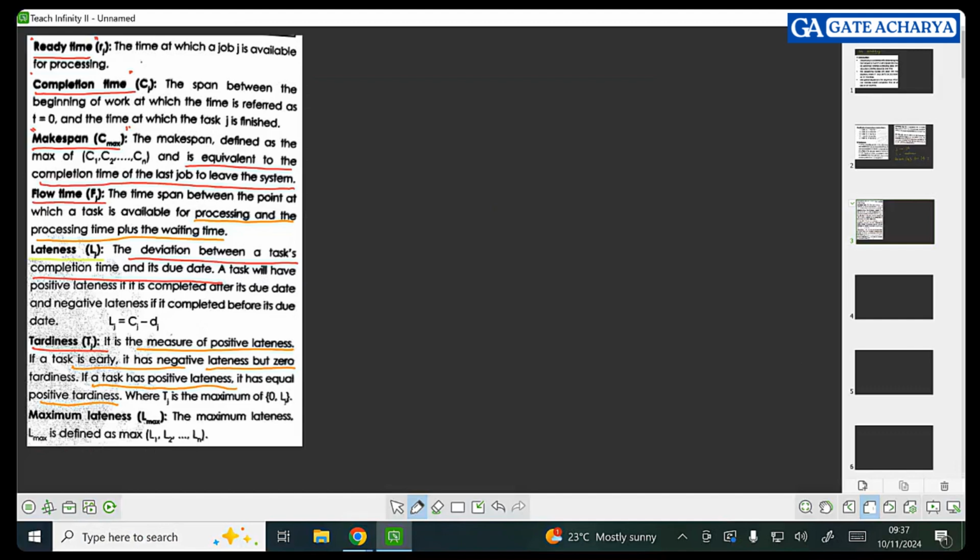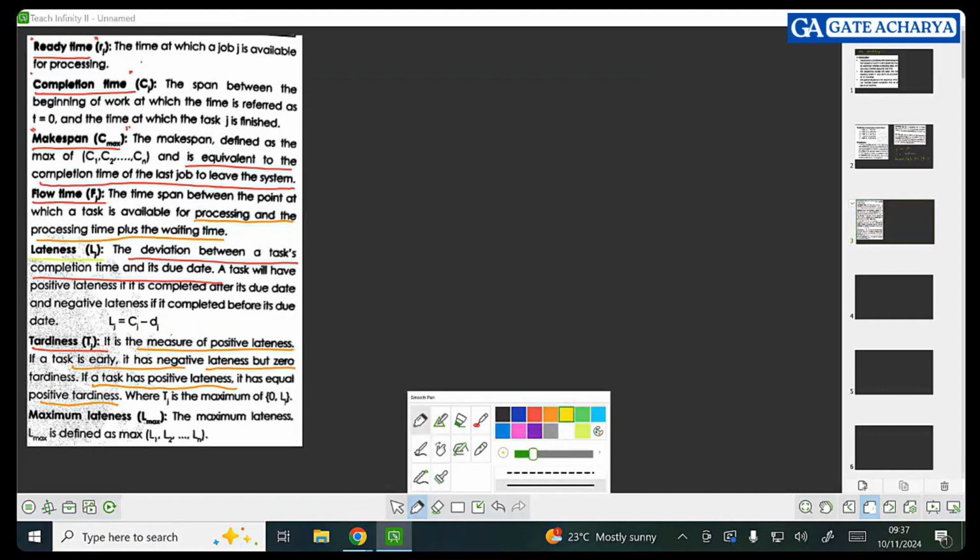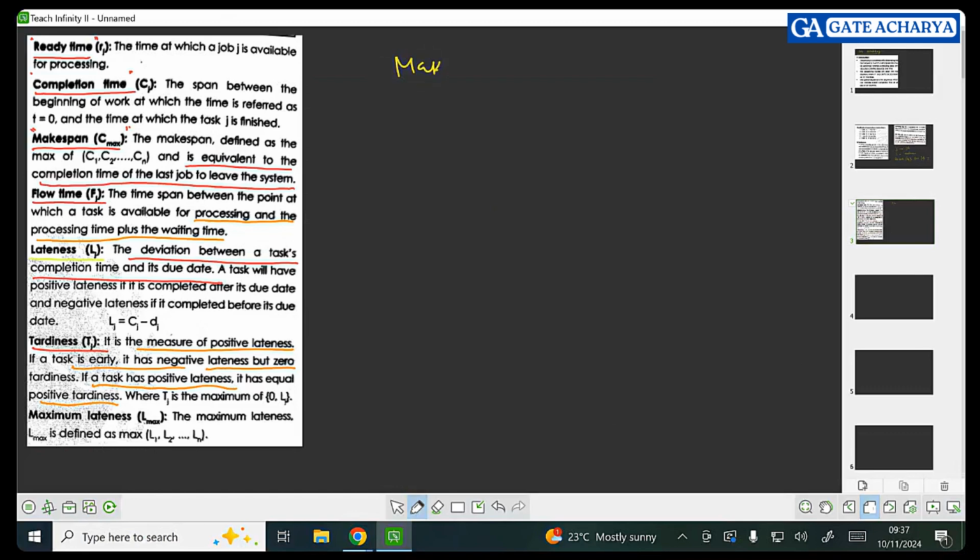Hope you understand this terminology, guys. All of this is very, very important: ready time, completion time, makespan, flow time, lateness, readiness. These are very important. What we need to calculate is the makespan in a job sequence. Right. Flow time: sometimes they will ask you for the average flow time.